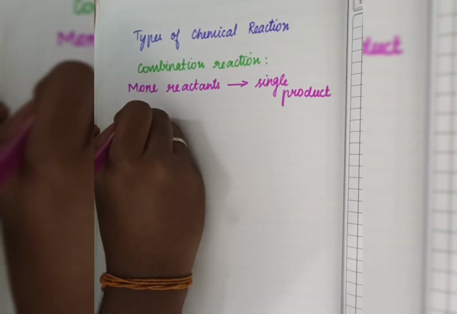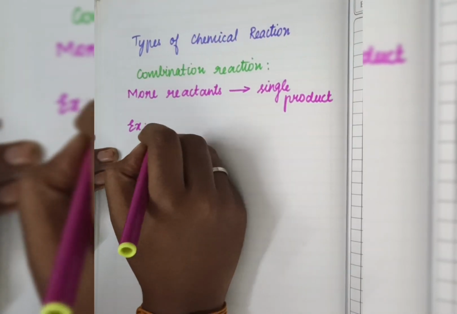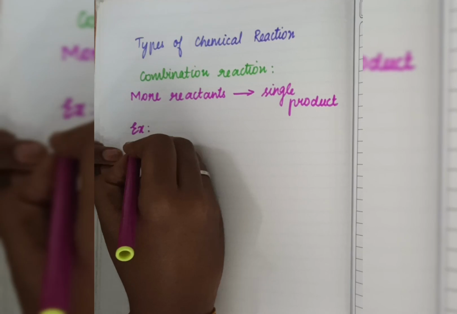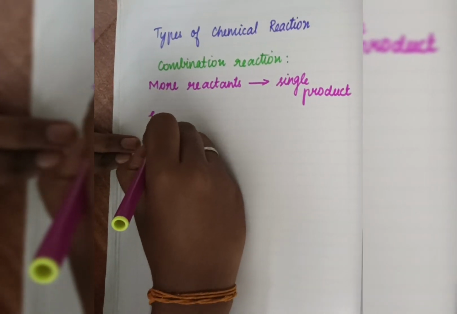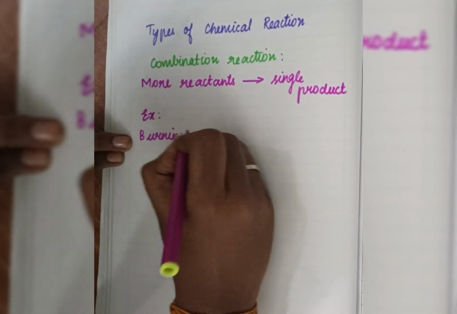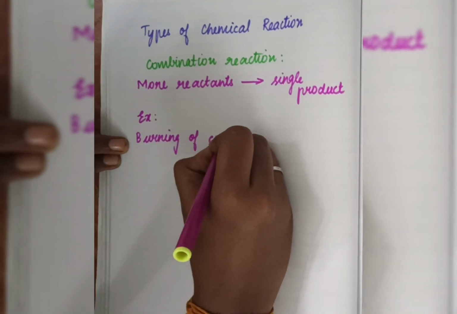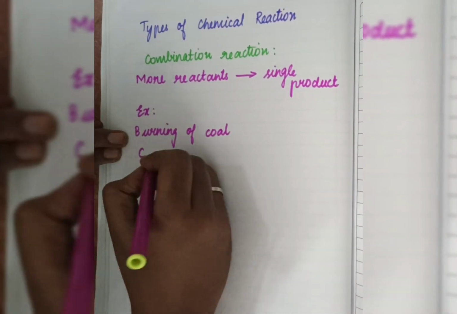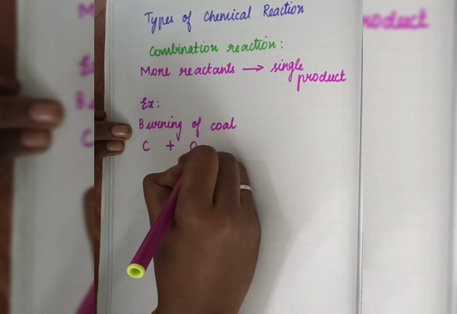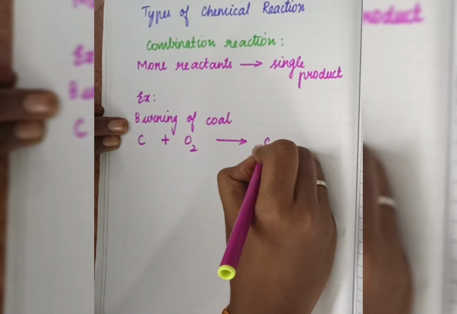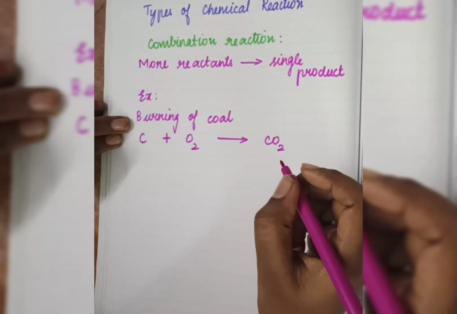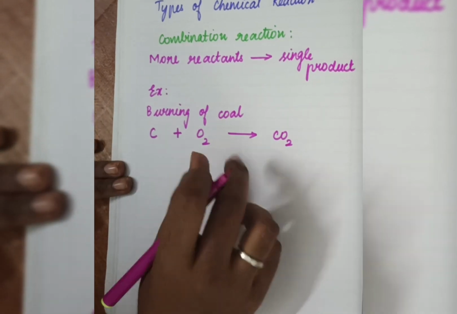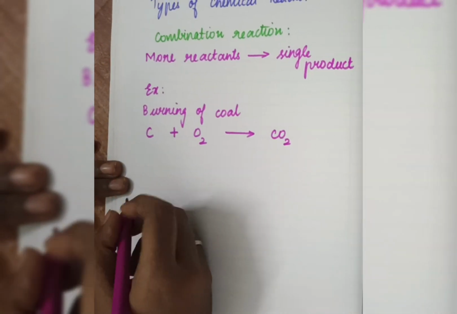For example, let's take the burning of coal. Coal is nothing but carbon, right? So carbon, when it reacts with oxygen, turns into carbon dioxide. So carbon when burnt gives carbon dioxide.